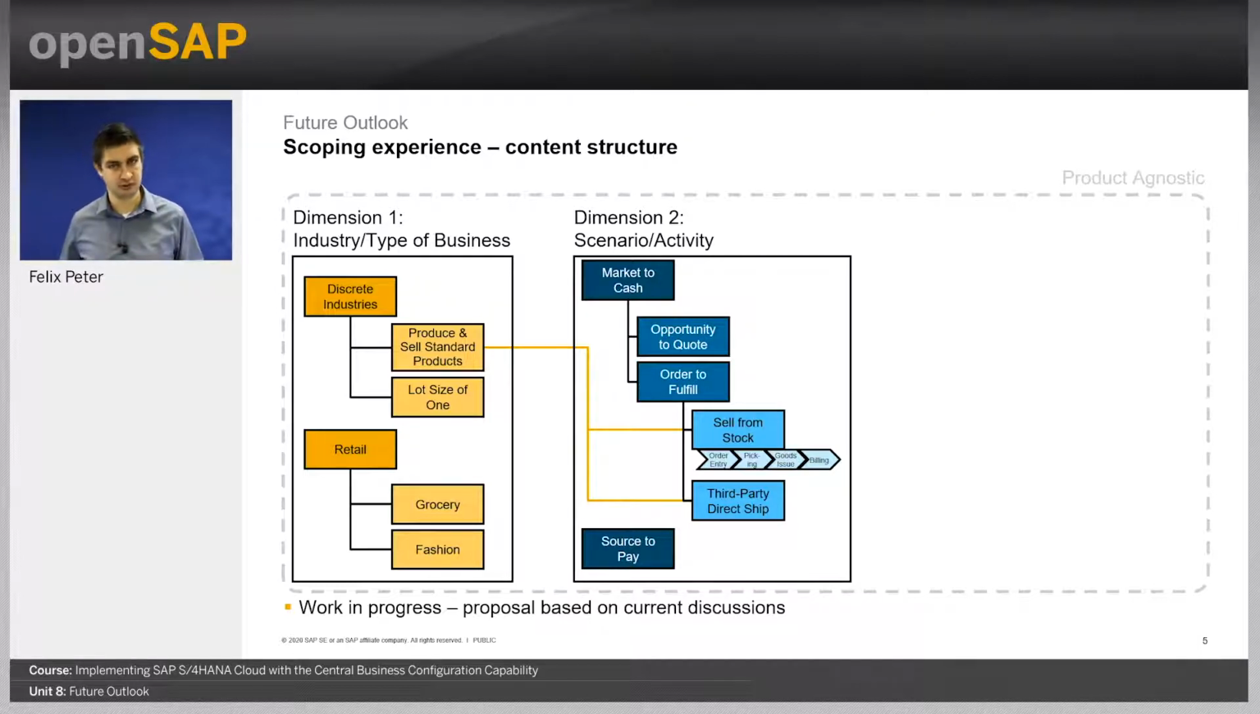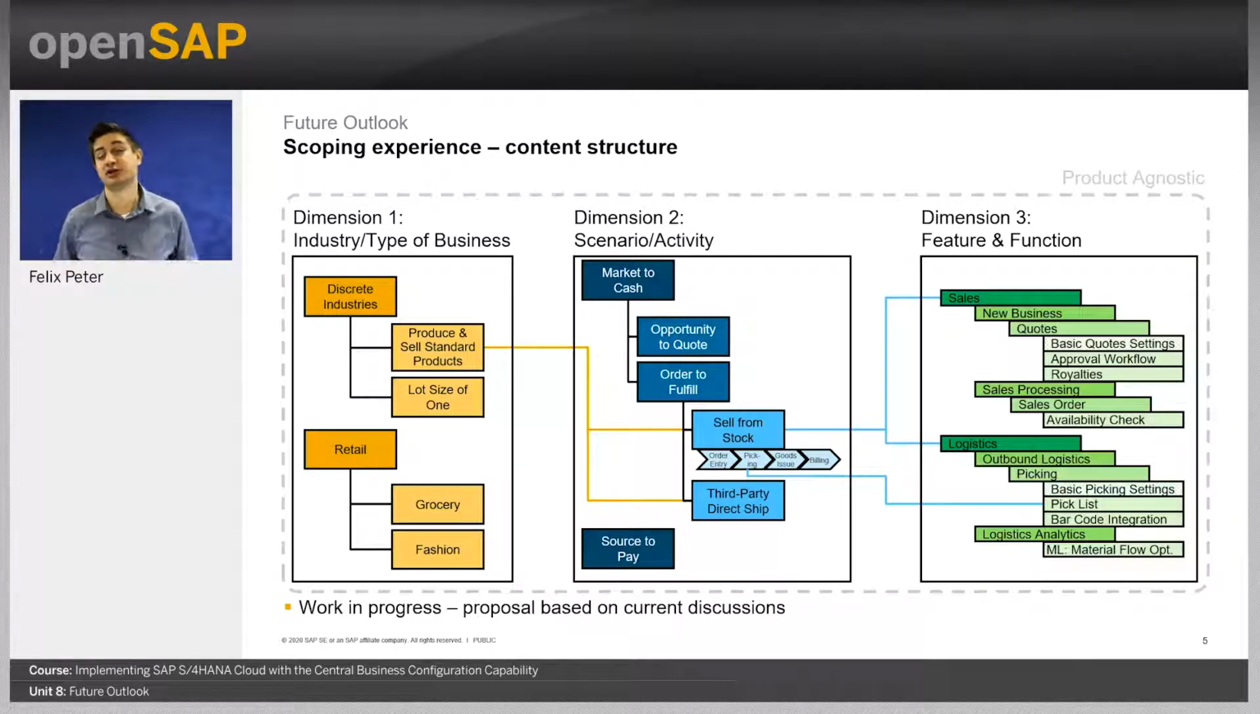And also here we'll further break that down. So we'll go down to the actual level of activities. And for this example, one of the important activities in the discrete industry would be picking. And customers can then really see what our process offering is, and especially what the process offering inside an industry is. The third dimension that we are looking at is the feature and function dimension.